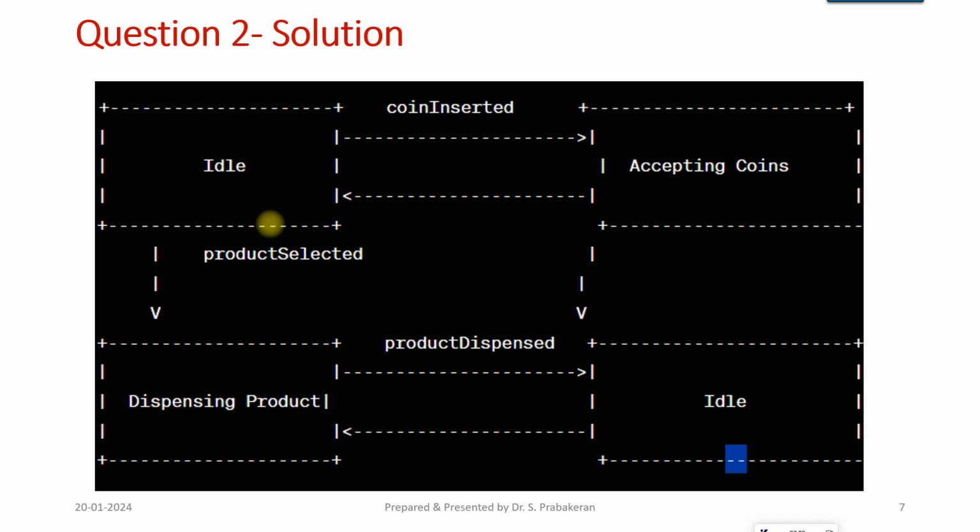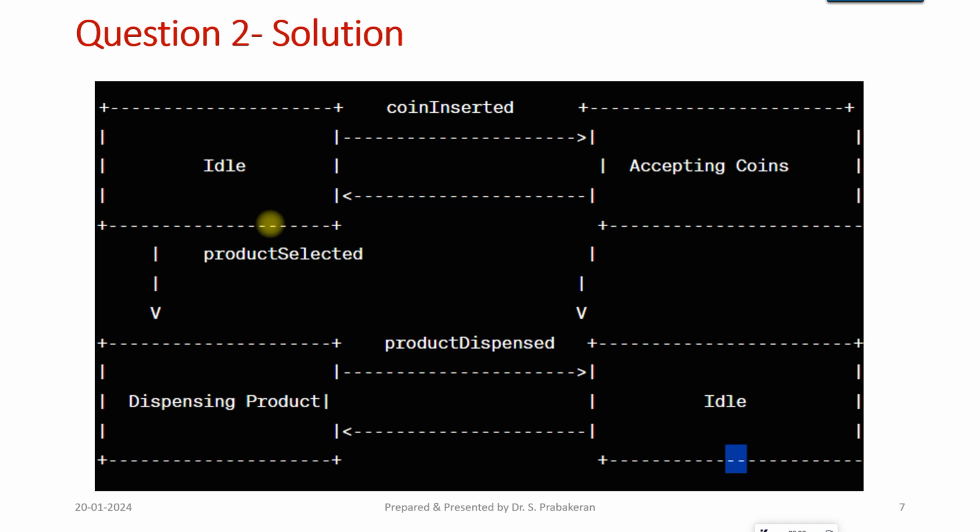The next transition is triggered by the product select event. Not only by inserting a coin, the next thing is product selection. So when we select the product selected event, moving from accepting coins to dispensing the product, the particular action associated here is to begin dispensing the selected product.